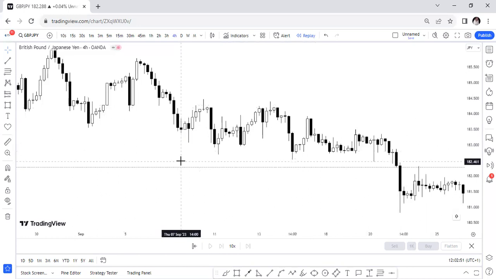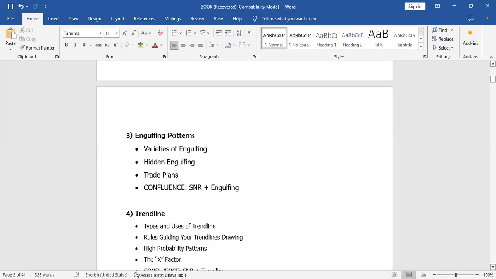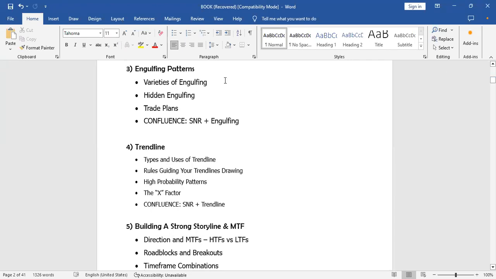So that's for that engulfing. That is for this. Then we go straight into the next topic. I believe you must have understood.